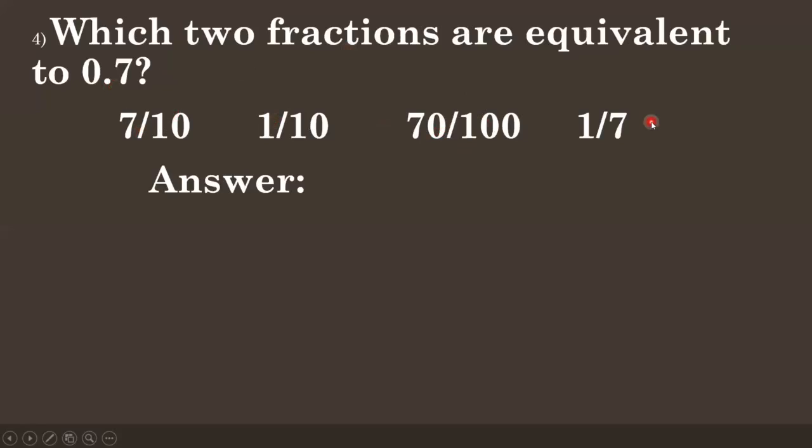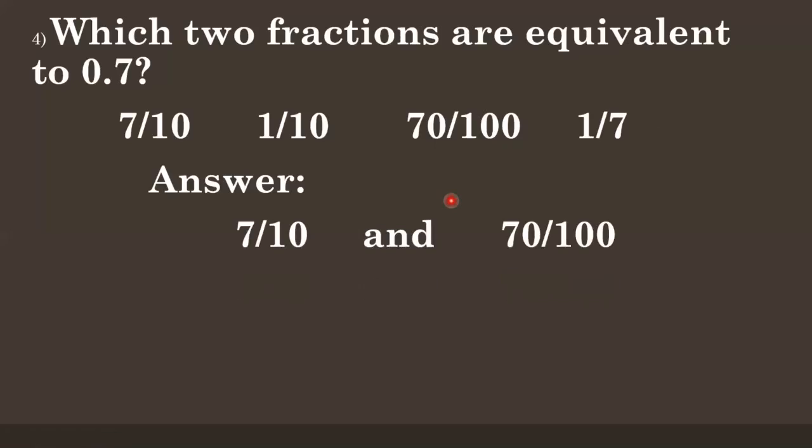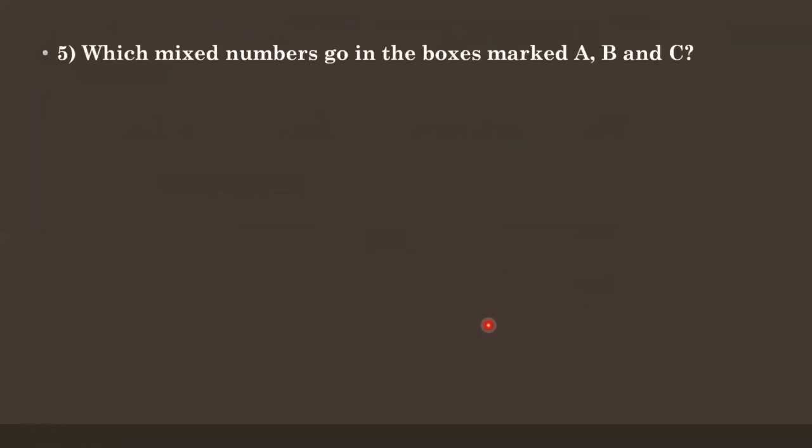What about this 1 by 7? 1 divided by 7 is not 0.7. So we already got the two answers. The answers are 7 by 10 and 70 by 100. Is this clear? Now we will move on to the very next question, that is the fifth one.